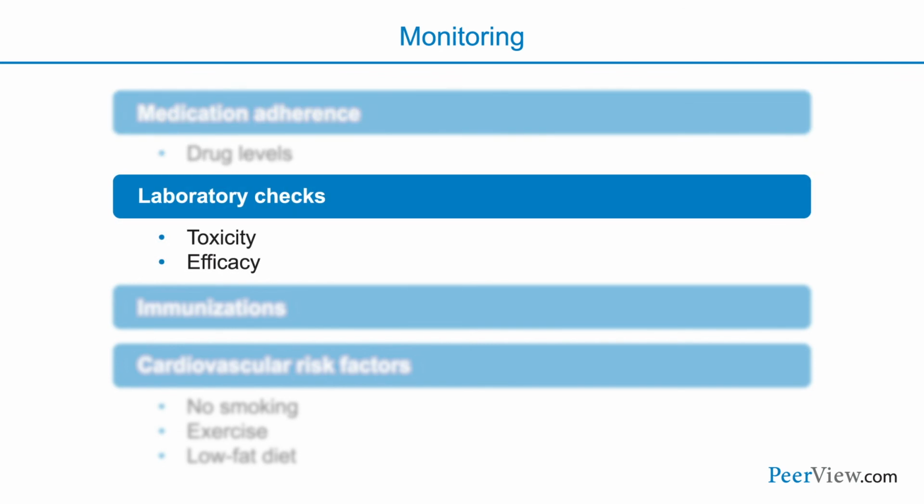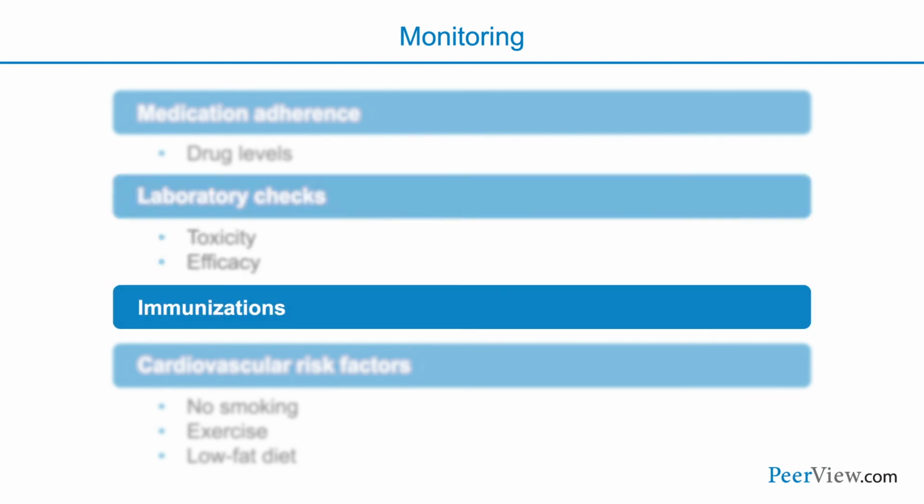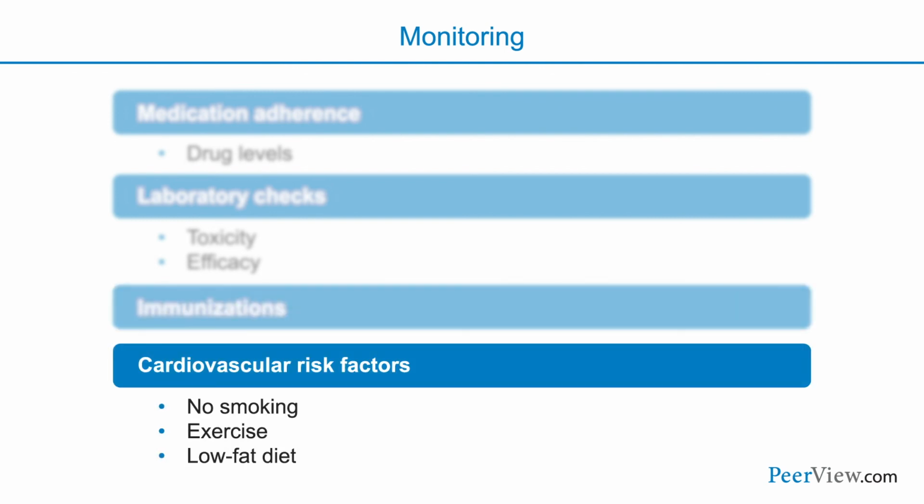Laboratory checks need to be done for efficacy, but also for toxicity, especially on immunosuppressive drugs. Remember how important it is to have frequent checks of that urine protein to creatinine ratio. We don't need 24-hour urines anymore. The random urine is fine. We need to make sure immunizations are up to date. Flu vaccine for everyone. The once a lifetime pneumonia vaccine and the pneumonia vaccine booster for everyone. And then, of course, monitoring and treating the cardiovascular risk factors as well.